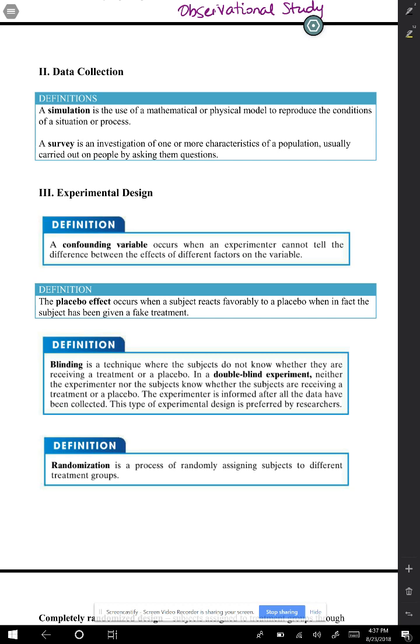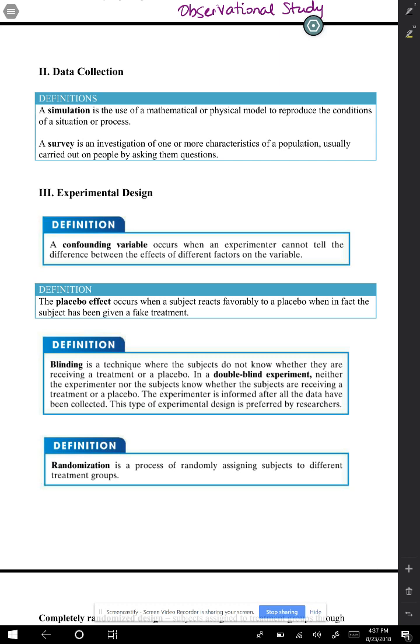Blinding is a technique where the people that receive the treatments, and this is what you would do with the placebo, don't know if they're getting the real treatment or the fake treatment. So they may be getting the sugar pill or they may be getting the actual pill that has a treatment in it, but they don't know. So they're blinded to whether or not they're getting the real treatment.